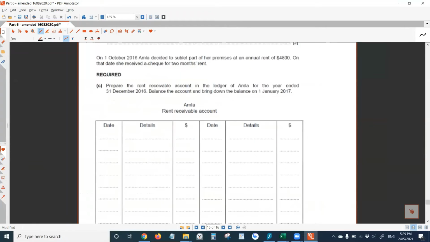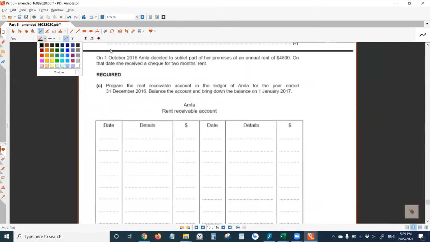Don't worry. This part C is an independent part of the question. That means it's not related to the part B and A at all. So I draw a line to separate it out. See, it says prepare the rent received account. I know it's known as rent receivable here, but I read it as rent received. The correct term to use is rent received, not rent receivable. So prepare the rent received account in the ledger of AMLA.